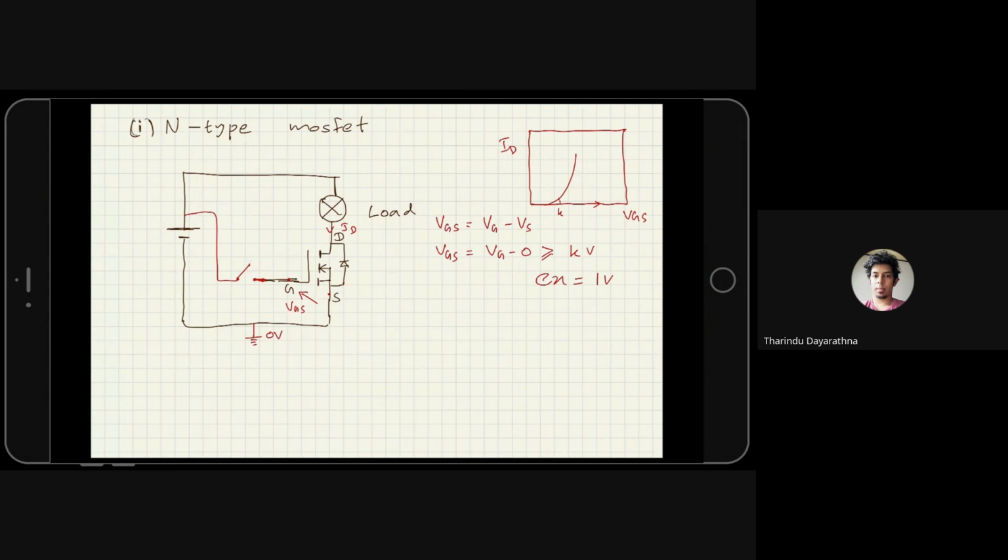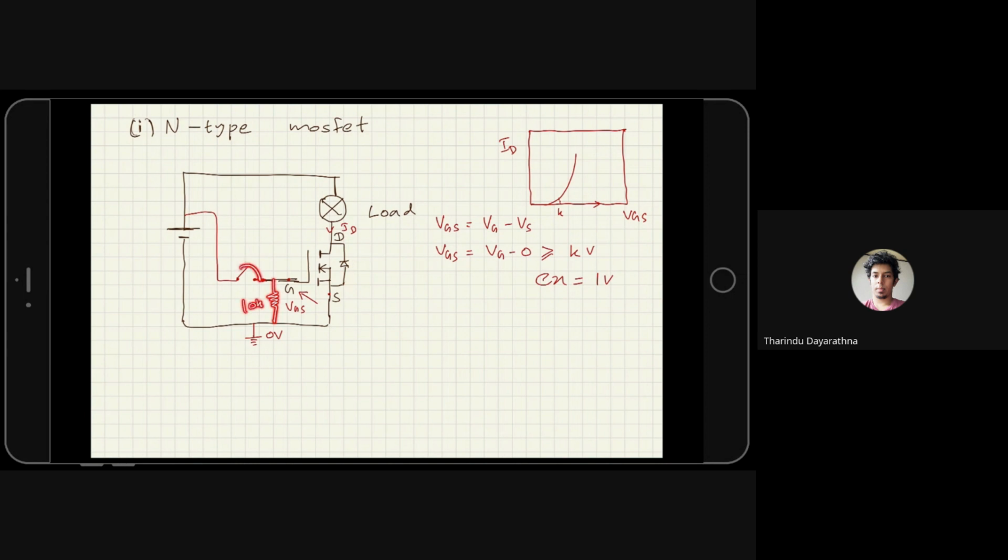The bulb will not turn off because this is kind of like a capacitor. When you close the switch, the gate will charge to the voltage here. When you remove it, you are not discharging, so this gate will have a non-zero voltage, which means it will keep conducting. To avoid that, you can pull this down using a little bit higher resistance, like 10K or something.